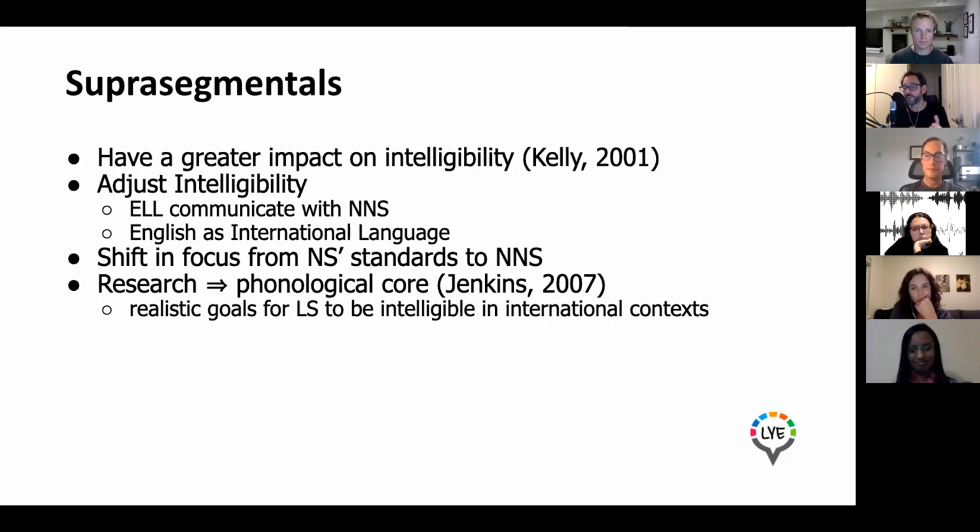And I would go as far as to say that successful communicators can actually make themselves intelligible despite having a strong accent. Why? Because they make use of communication strategies. They're able to recognize and repair whenever they notice there has been some sort of communication failure.